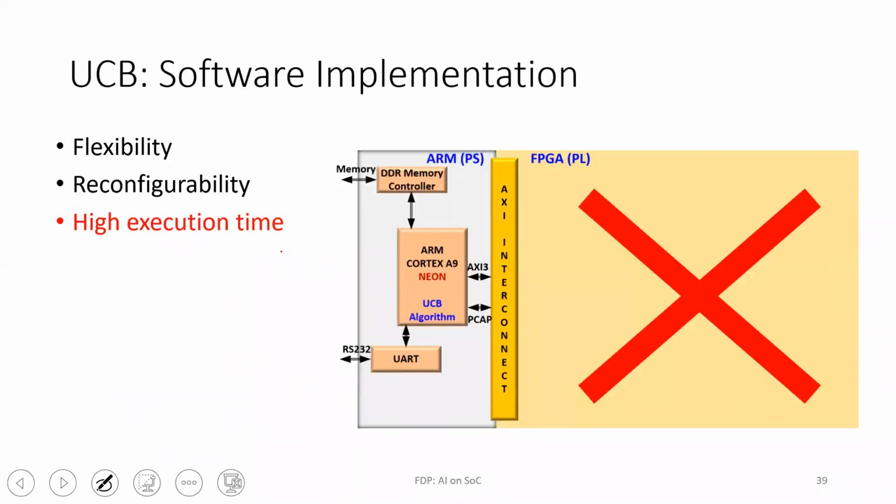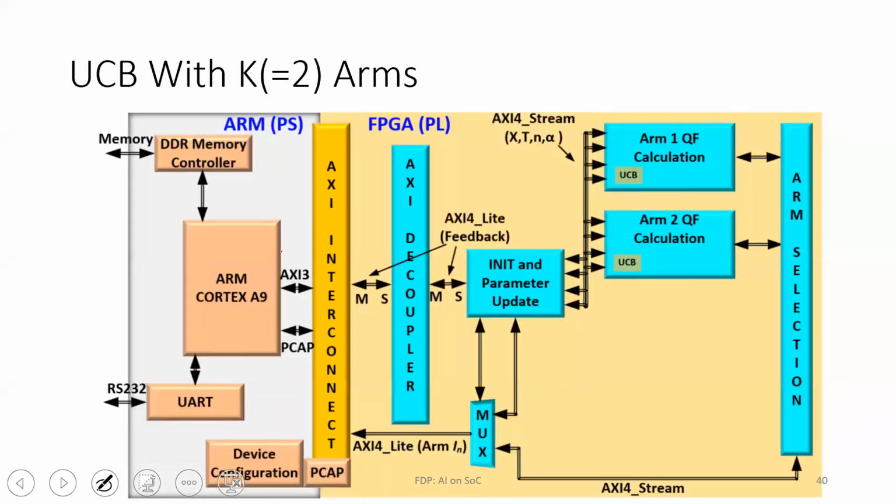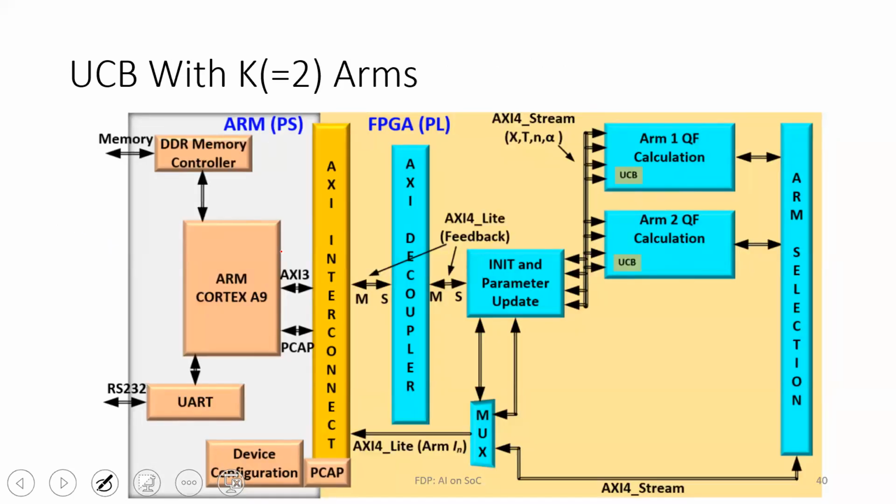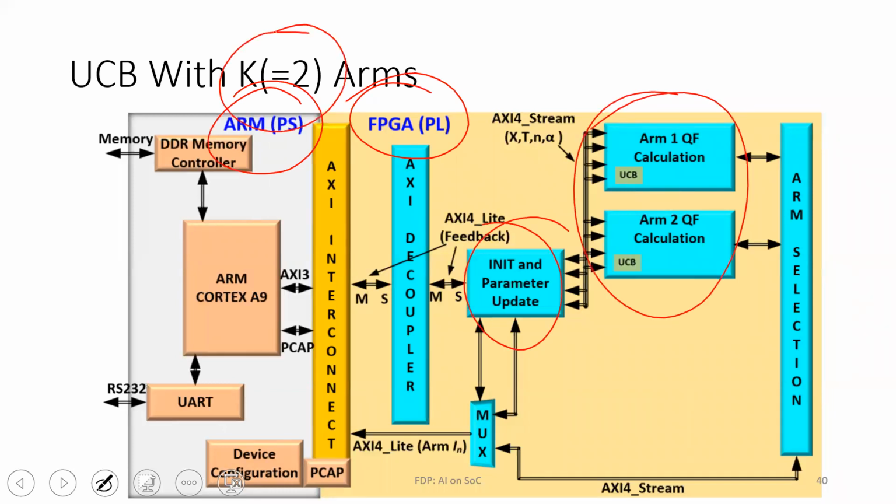But on the software, the execution time will be very high. So we try to move some part of the algorithms to the hardware. You can see that we have used the FPGA, PS, and PL. Some part of the algorithm is implemented on hardware. So this is UCB with K equal to 2 arms. I'll go faster because these are the architectural details. In case you want to know more, we have the resources available online.